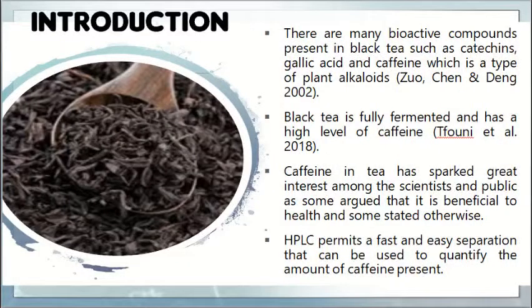Before we start, here is the introduction of what we are going to do in this practical. In fact, there are many bioactive compounds present in black tea such as catechins, gallic acid, and caffeine, which is a type of plant alkaloid. Black tea is fully fermented and has a high level of caffeine. Caffeine in tea has sparked great interest among scientists and the public, as some argue that it is beneficial to health and some state otherwise. Therefore, an analytical method, which is HPLC, permits a fast and easy separation that can be used to quantify the amount of caffeine present.